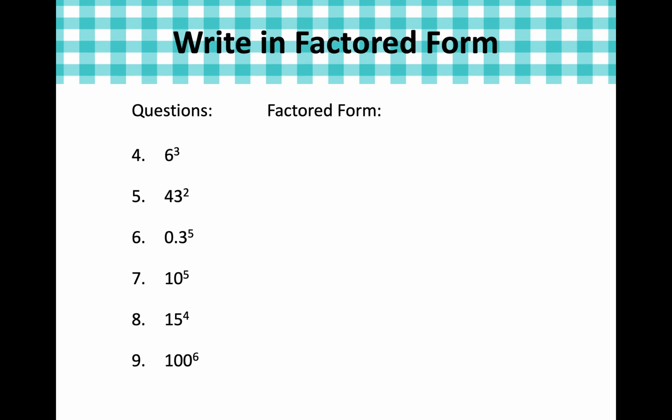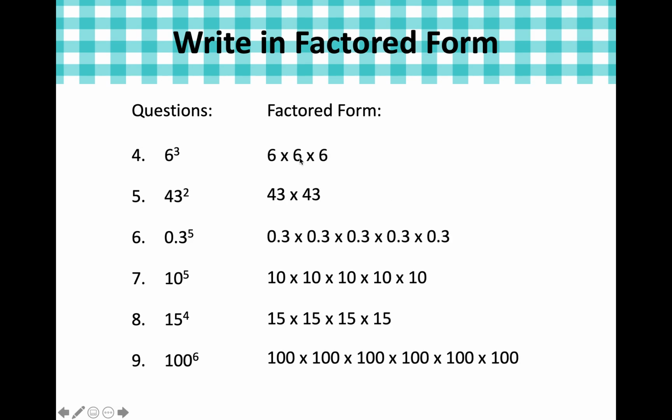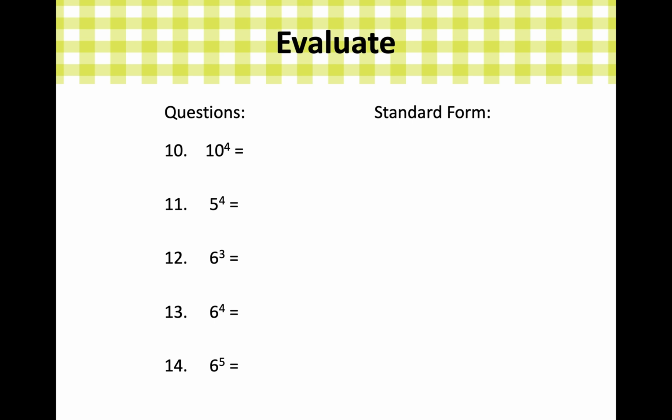Okay, when you're ready. All right, number 4, we're going to have 6 times 6 times 6. Number 5, 43 times 43, 2 43s. 0.3 times 0.3 times 0.3 times 0.3 times 0.3, 5 times. 10 times 10 times 10 times 10 times 10, 5 times. 15, 4 times. And 100, 1, 2, 3, 4, 5, 6 times. Not so bad, huh? Okay, this time it does actually want you to evaluate.